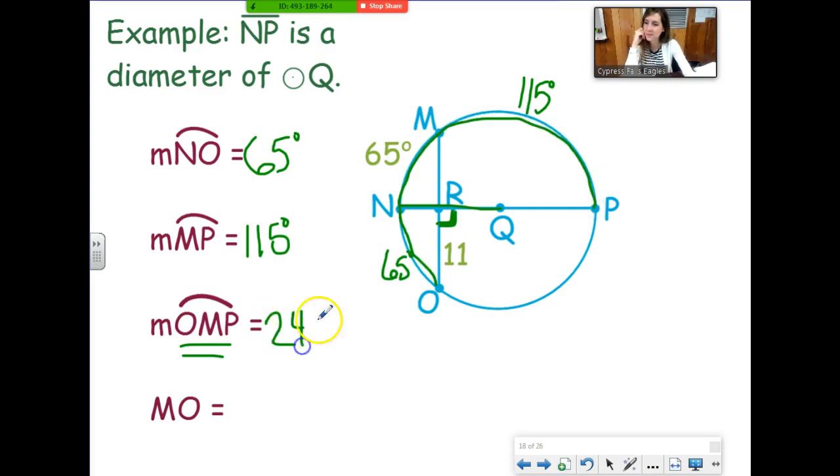245. Last question. What's the distance from M to O? 22. And why is that? Because it was bisected, because it was perpendicular. Because the radius is perpendicular to the chord. Next example.